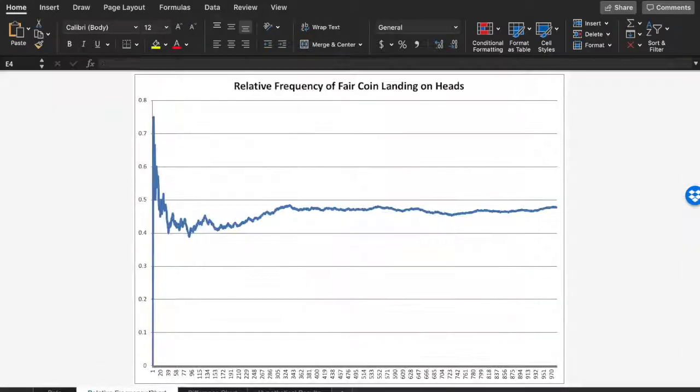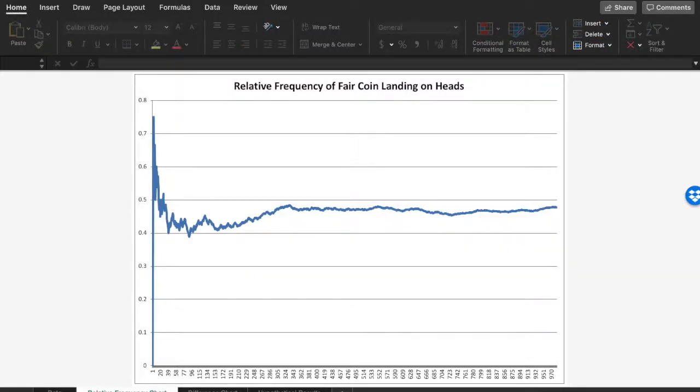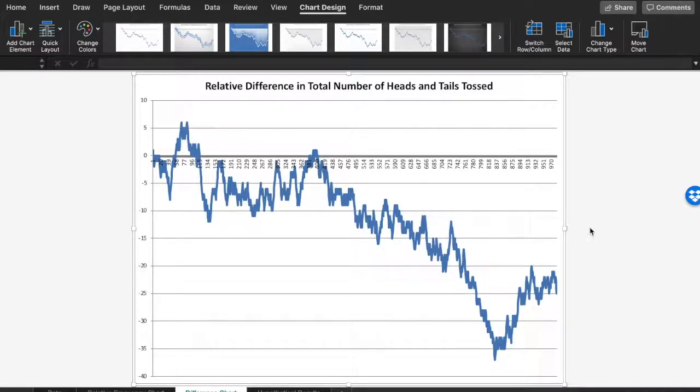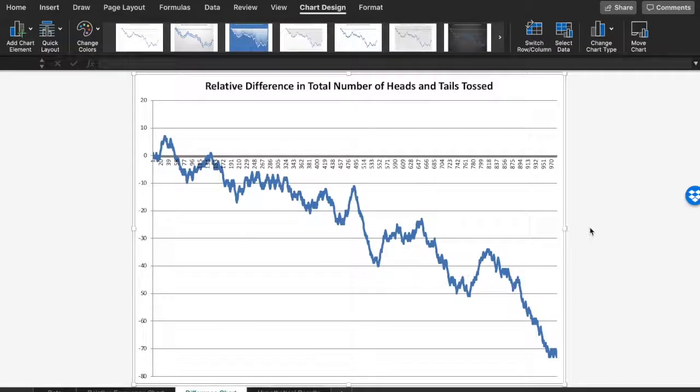So we looked previously at the relative frequency chart. Now we're going to look at the difference chart. And once again, I'm going to reflip the coin 980 times. Note here on this first one that I don't see the difference in heads and tails. This is number of heads minus number of tails. I don't see it really approaching any number like we saw in the relative frequency chart. So let's go back and flip these coins some more. Still not really approaching anything. It's down in the negative 25 or so. It's up around positive 30. That's down around negative 70.